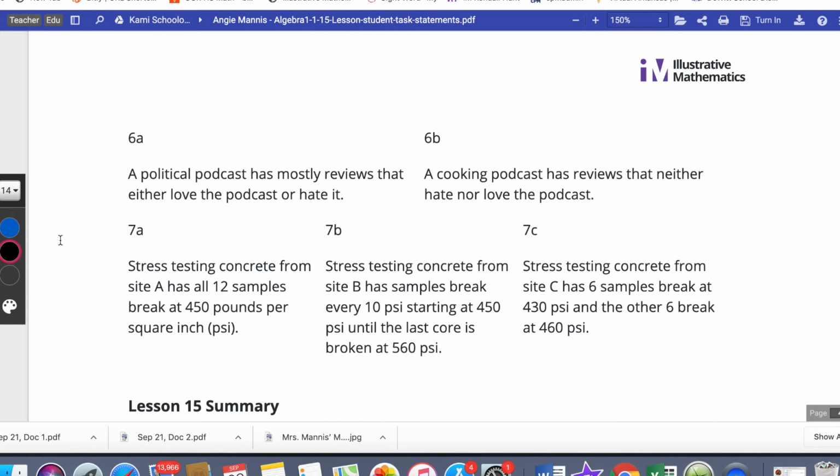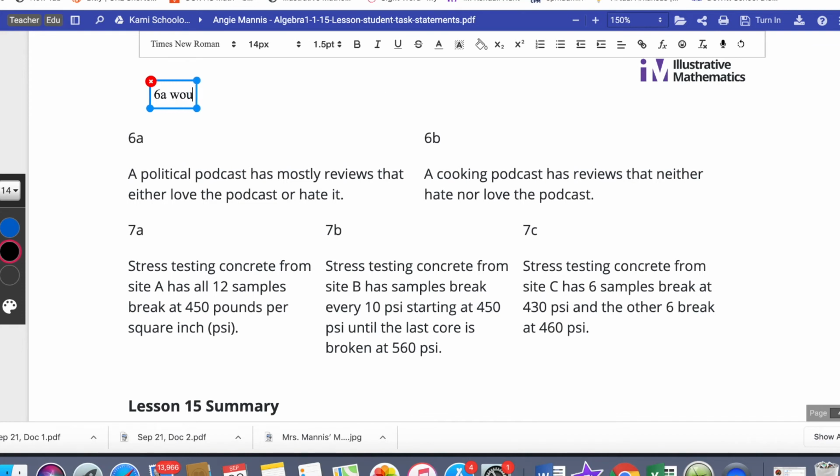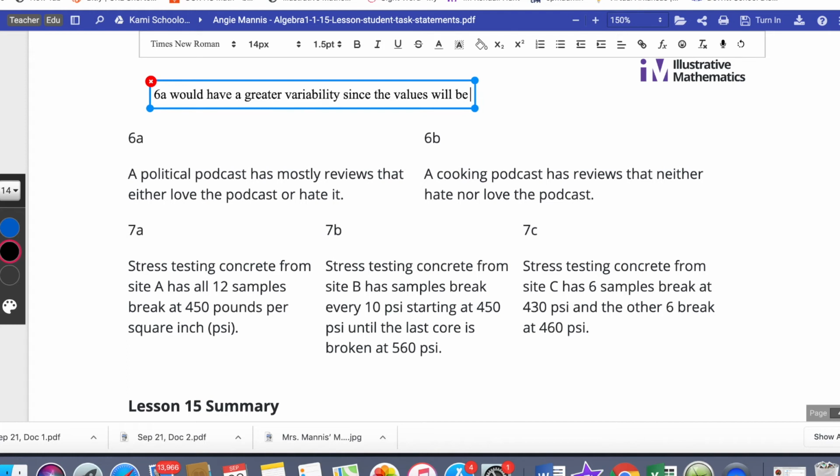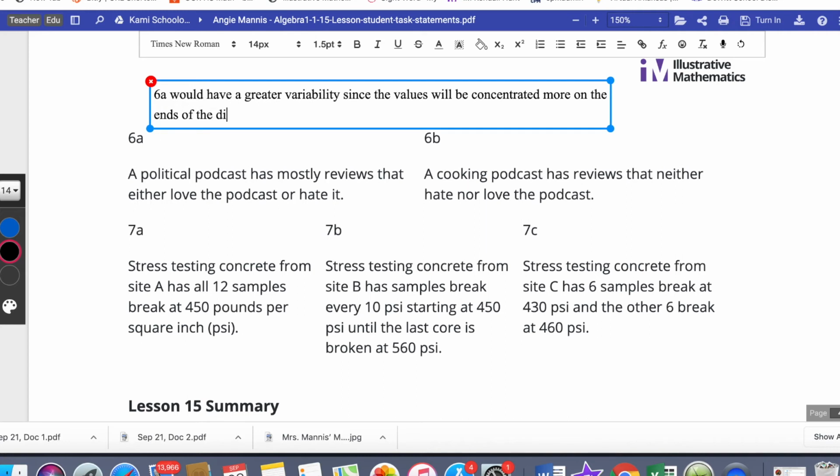So for these, we don't know if they're symmetric or not, so we're just going to determine which one would have a greater variability. So 6A would have a greater variability, since the values will be concentrated more on the ends of the distribution, because they either love or hate, so there's not much in the middle.